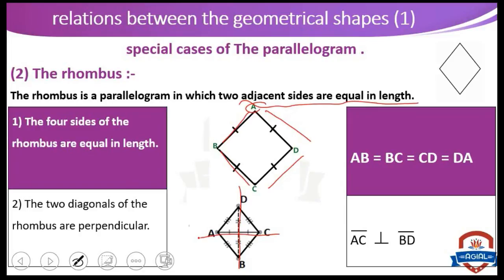And if the two line segments are perpendicular, we have here 4 right angles. So the two diagonals of the rhombus bisect each other like a parallelogram, and they are also perpendicular.